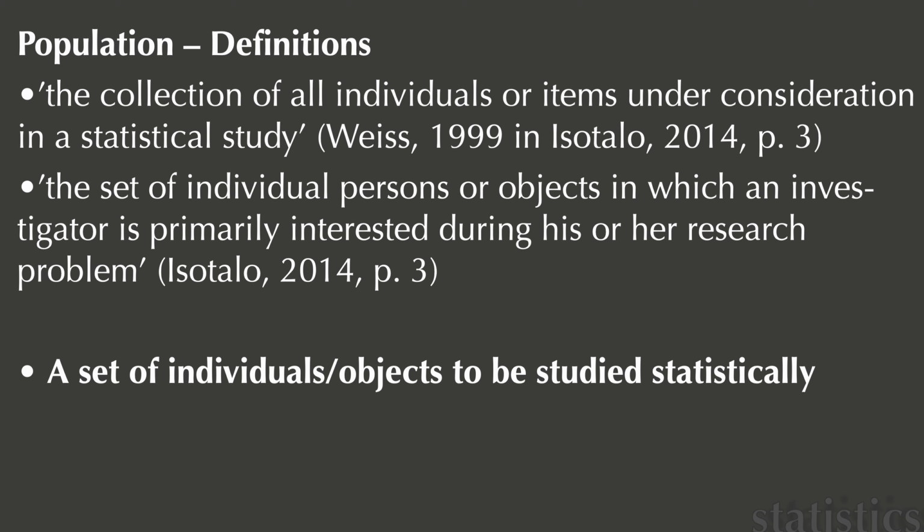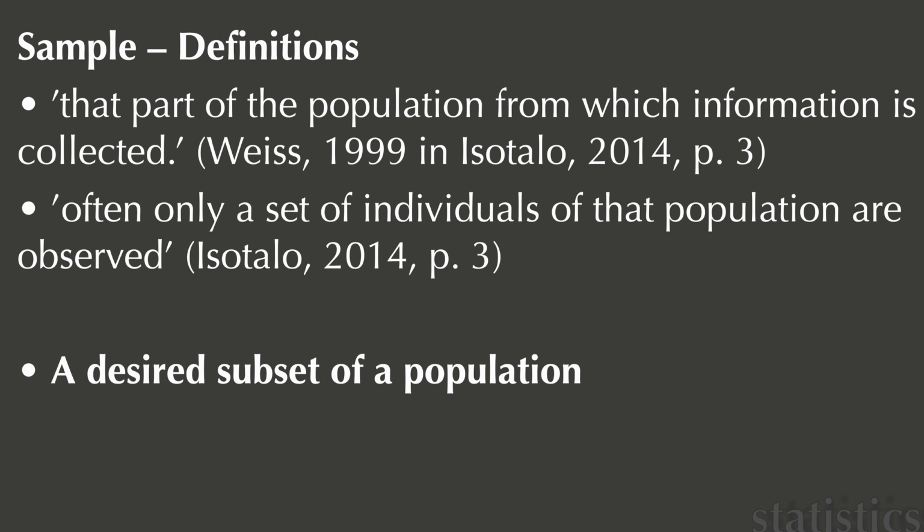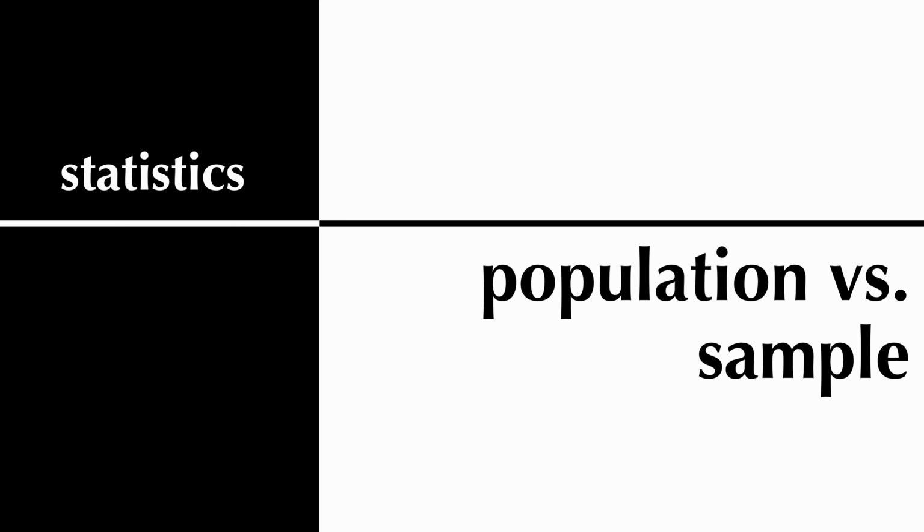So it's a set of individuals or objects that you're looking to study statistically. That is the population. In contrast, sample is that part of the population from which information is collected. Also, it's often only a set of individuals of that population observed. From this, you have an entire population. A sample is a desired subset of this population.